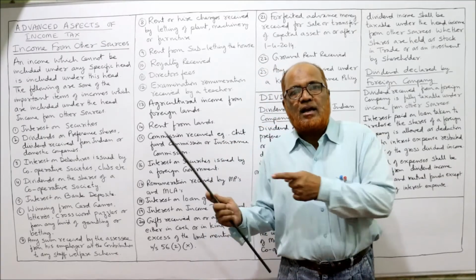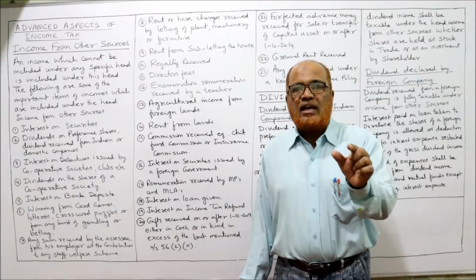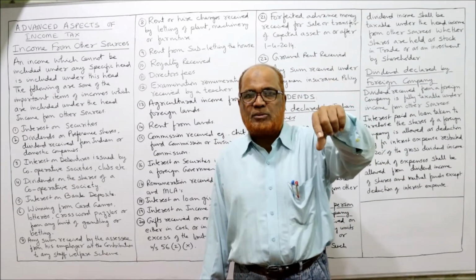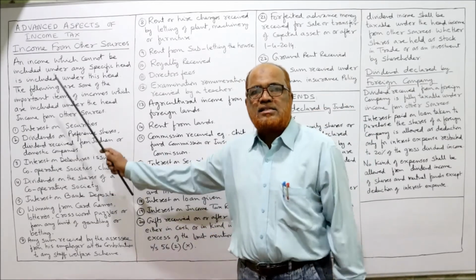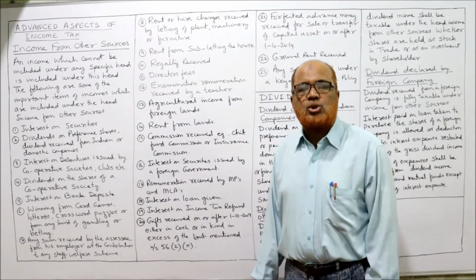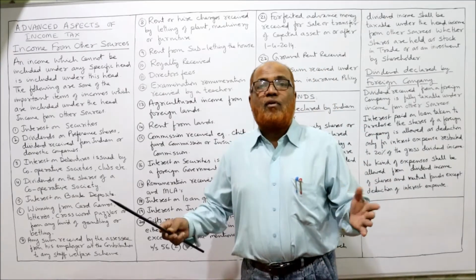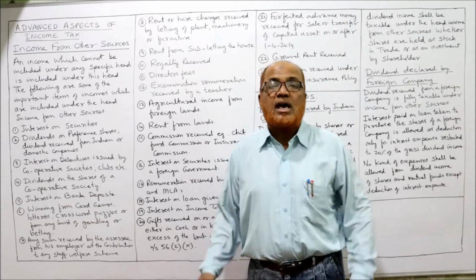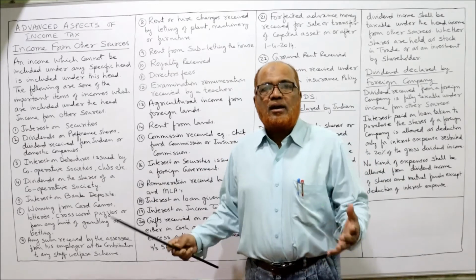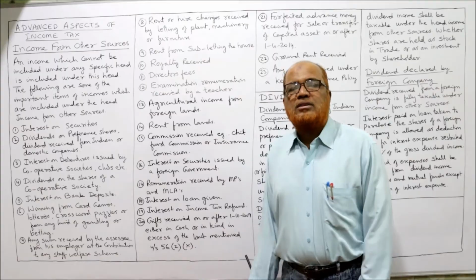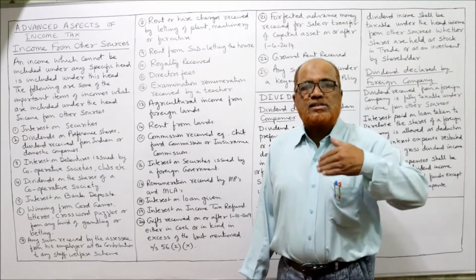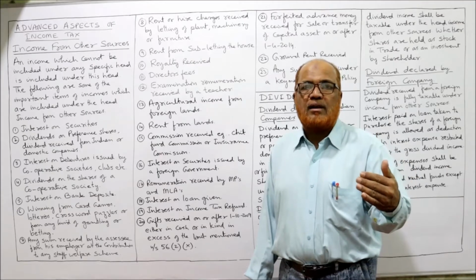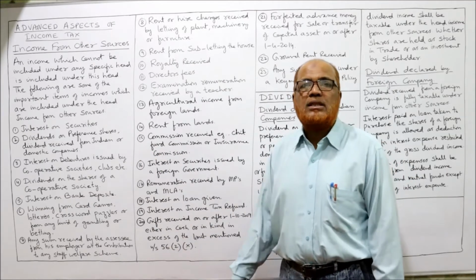And lastly, income from other sources. If any income does not fall under salary or house property or PGBP or capital gain, it is taxable under income from other sources. So we cannot list all items taxable under income from other sources. In the examination they may ask you a theory question: give some examples of incomes which are taxable under the head income from other sources.